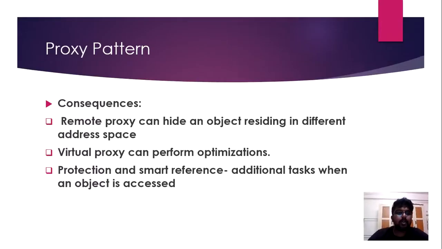Now let's talk about the consequences. The remote proxy can hide an object which is residing in a different address space, as we have seen in the applicability. In the same way, the virtual proxy can perform optimizations, because the virtual proxy creates an expensive object only on demand, so it provides us an optimized object. Now let's talk about protection and smart reference. They will perform some additional actions only when an object is created.